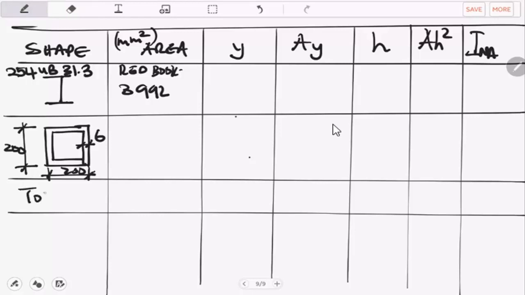So here we have to have totals. For this one, the area is the area of the shaded section. So this is going to be 200 squared minus... Now, if I subtract 6 times 2, which is 12 millimeters, from 200, what do I get? I get 188. Is that correct?